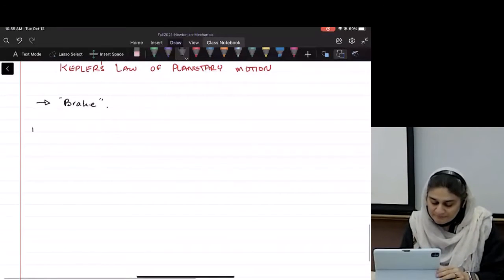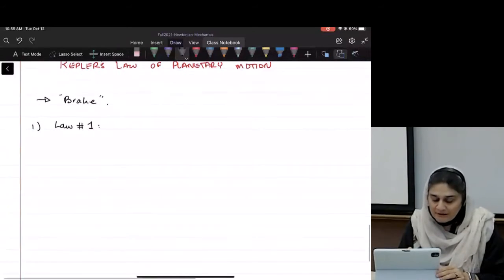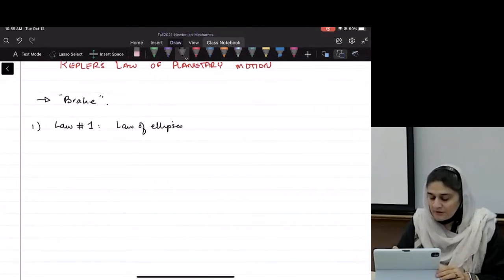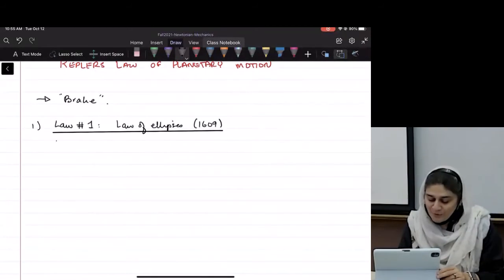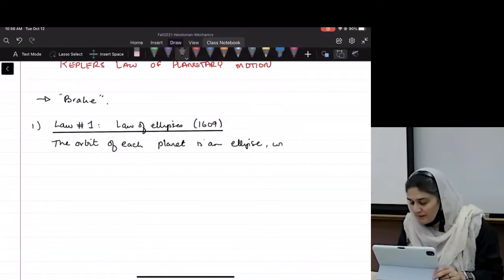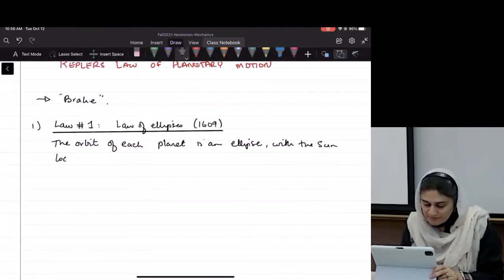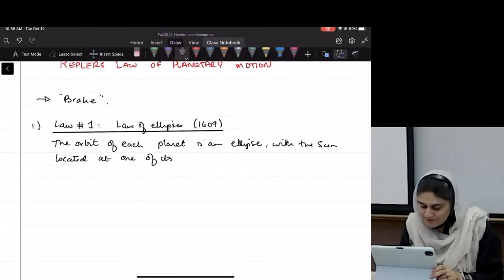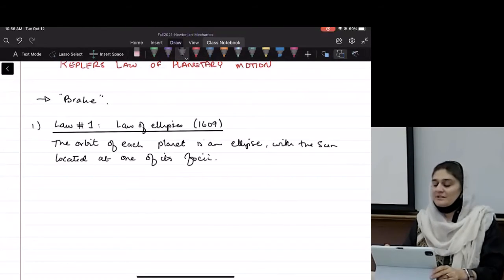Law number 1 is called the law of ellipses (1609). That law says the orbit of each planet is an ellipse with the sun located at one of its foci. What is an equation of an ellipse?